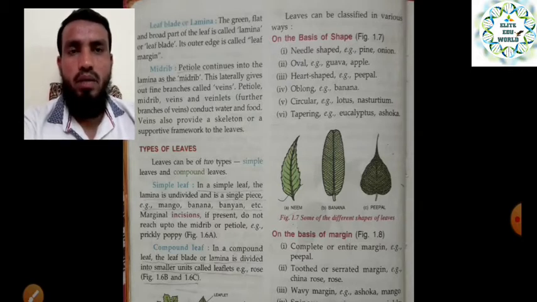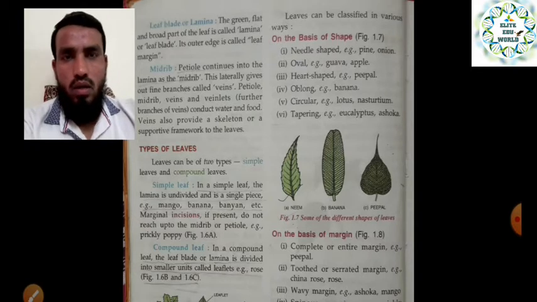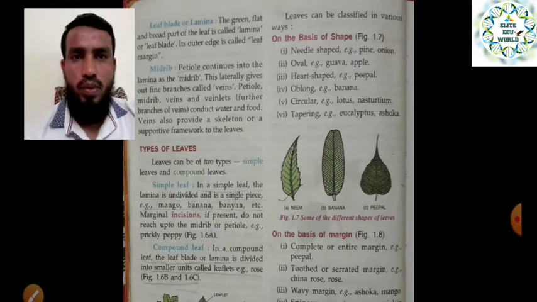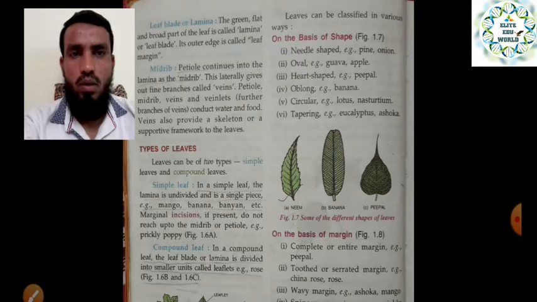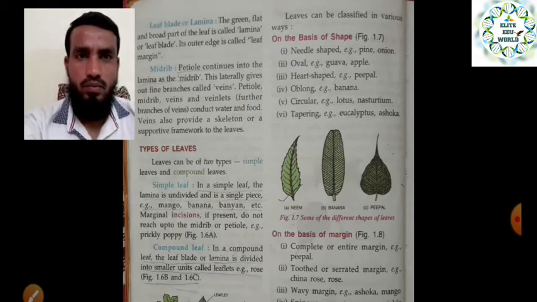And the petiole, midrib, veins, and veinlets, that is the further branches of the veins, conduct the water and food, right. When the plant leaves need water, it will be provided through the midrib, right. Then it will be further divided into the veins. When the plant has prepared food in the leaves, the food will be transported again to all parts of the plant, also with the help of the midrib and veins.